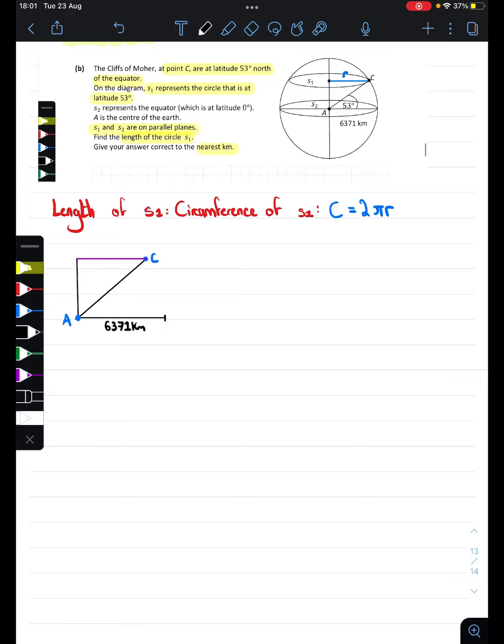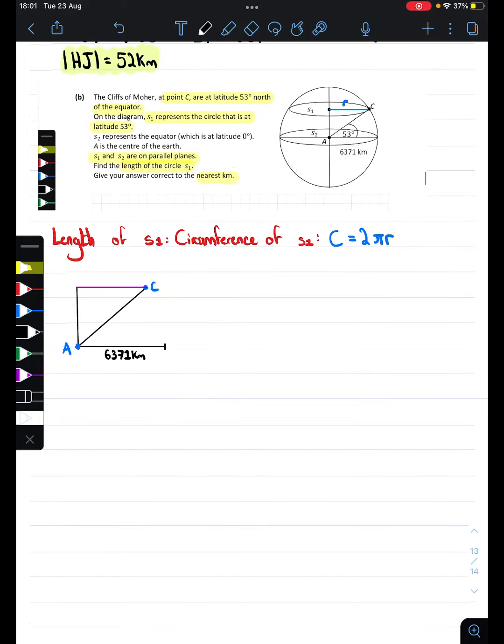Okay, so we know that the circles S1 and S2 are on the same plane, so this is a right angle. These two lines are perpendicular. And since these are parallel, and this is 53 degrees, between two parallels, a line that goes through them makes the alternate angles equal. So this is also 53 degrees. So let's write that down. A line through two parallel lines.